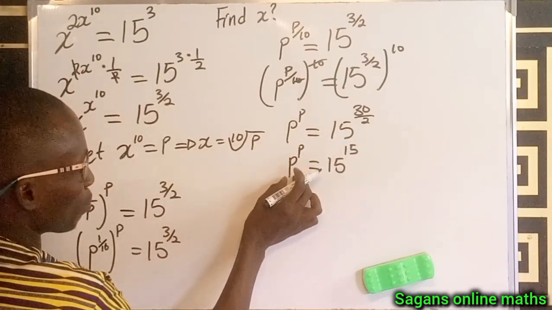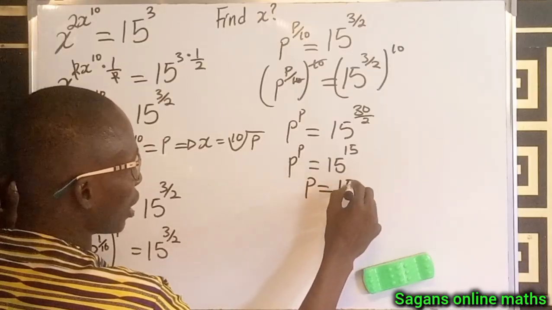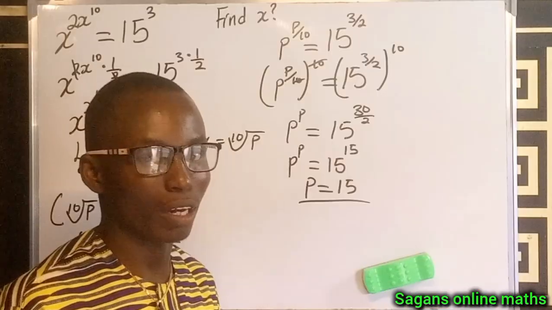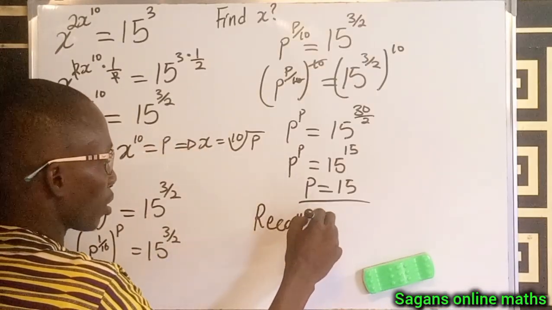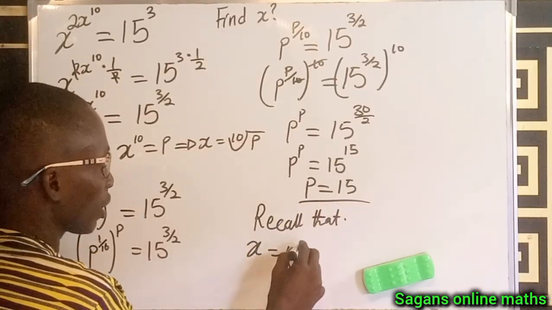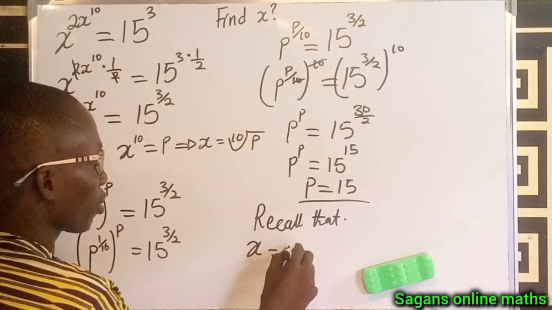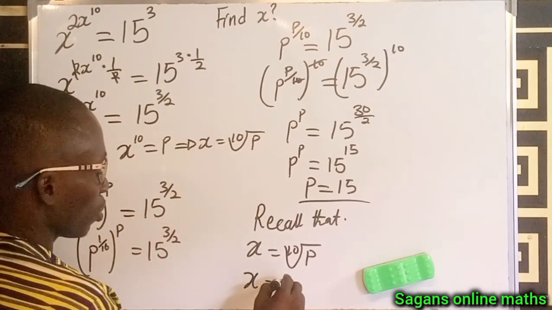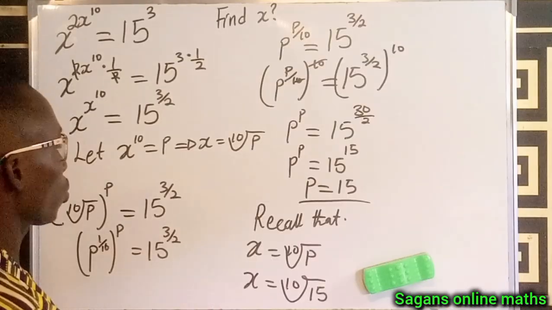Now you can see that the power here, which is p, is equal to 15 here, which is the power, and the base here, which is p, is equal to 15 here, which is the base. So we can conclude that our p is equal to 15. This is the value of p. But remember, we are not asked to solve for p. We are asked what is the value of x. Now recall that x is equal to the 10th root of p. So it means our x is equal to the 10th root of 15. And this is a beautiful solution to this question.